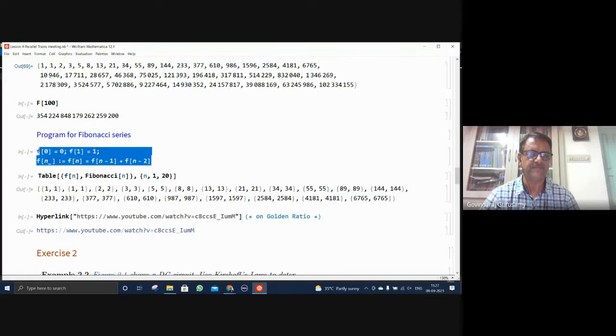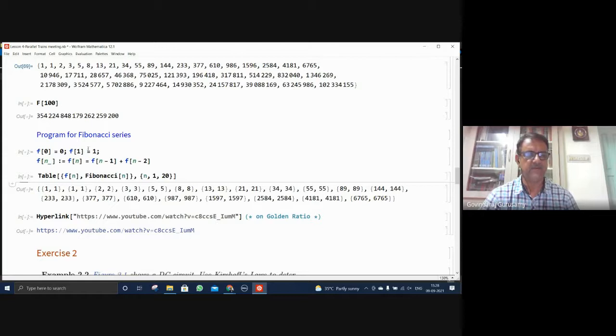This is enough. That's all. You can compare it now. Tabulate Fn with the Fibonacci already defined in Mathematica. This is the Fibonacci number, 1 to 20 numbers of this program and of the Fibonacci defined in Mathematica code. They are one and the same. These two lines are enough to generate such numbers.